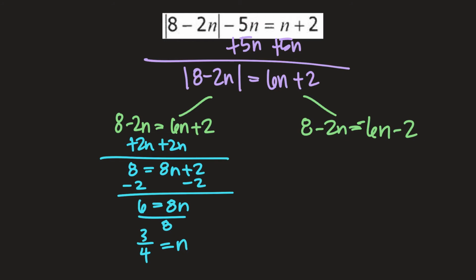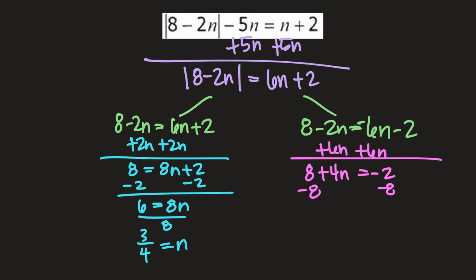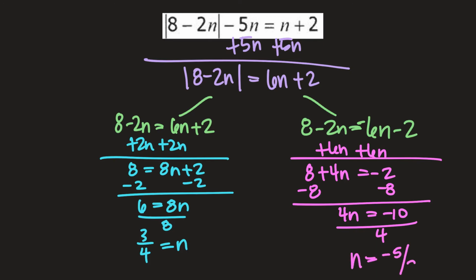So same thing on the right hand side. I'm going to add 6n this time. I just like to keep my variable positive. It doesn't matter what you do. So I have 8 plus 4n is equal to negative 2. So I'm going to subtract 8. So I have 4n is equal to negative 10. Divide by 4 and reduce by a factor of 2. Negative 5 over 2.